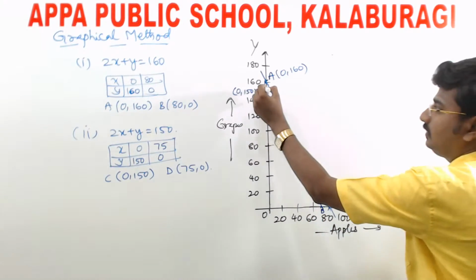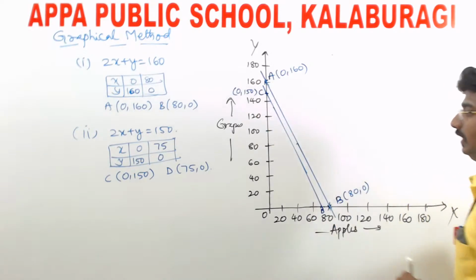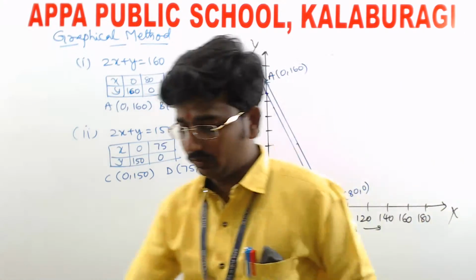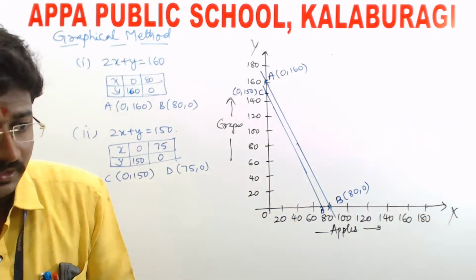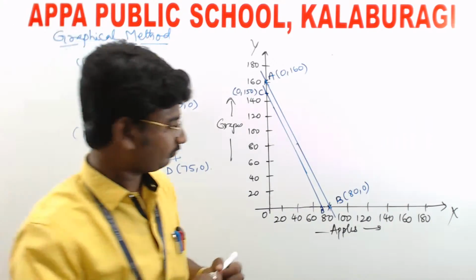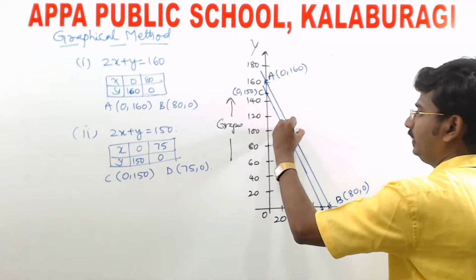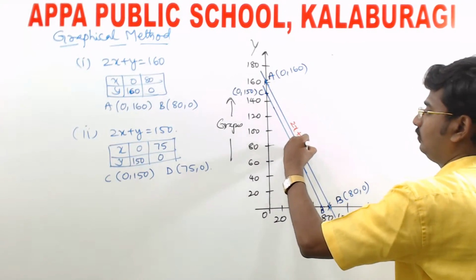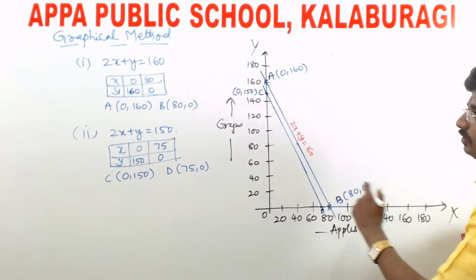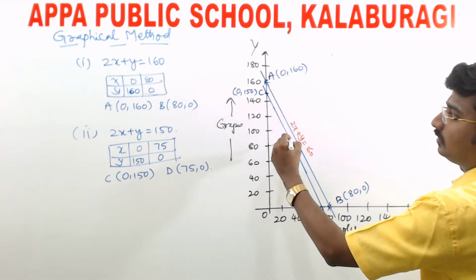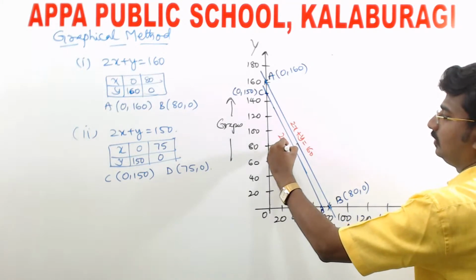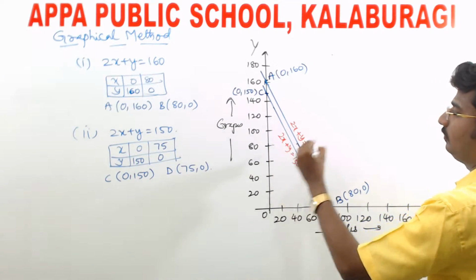Okay, so this is the second line. So I have to write the equations for this complete solution, right? So, parallel lines. The first one was 2x plus y equal to 160. The second was 2x plus y equal to 150.